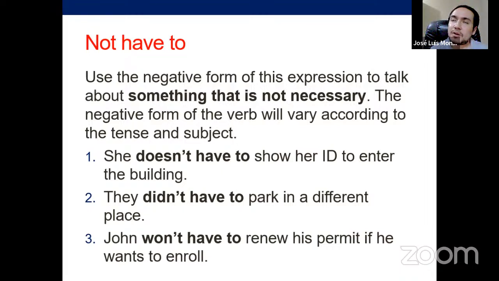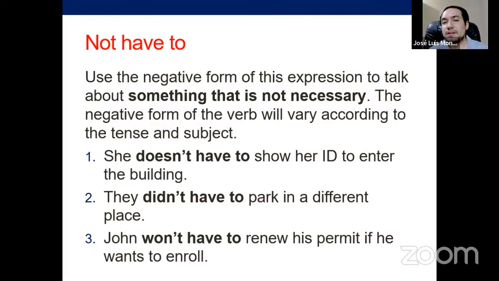What I'm showing here is that it's not going to be negative. If she shows her ID, she's not going to be punished or receive a fine. There's not going to be a negative consequence. It's just that it is not necessary. They didn't have to park in a different place. It was not necessary to do it, but they did it perhaps. And John won't have to renew his permit. Same idea, this is for future.